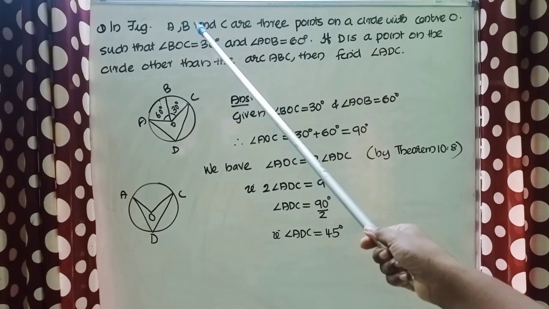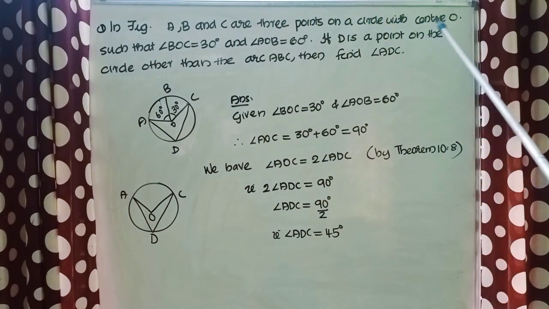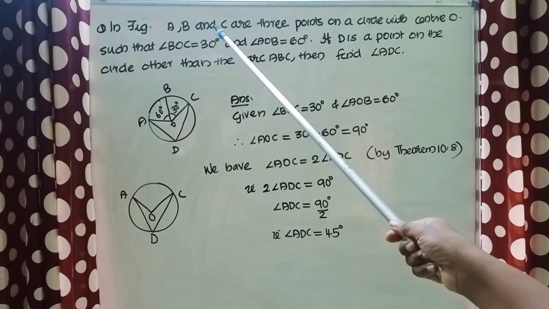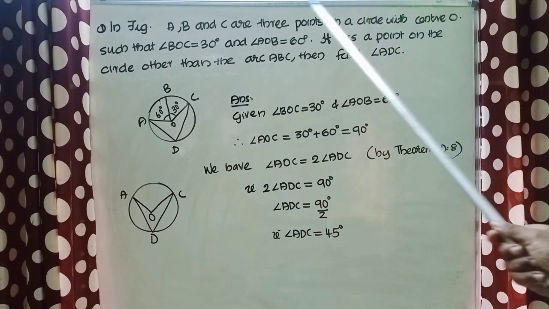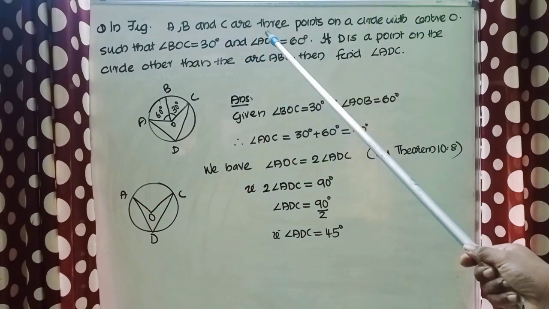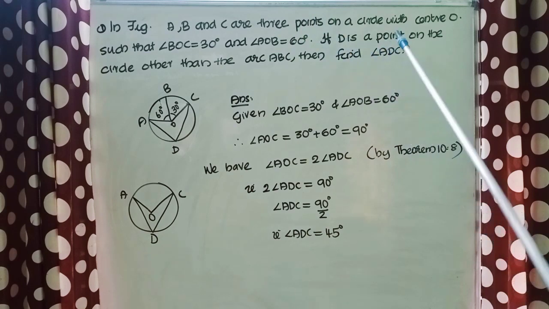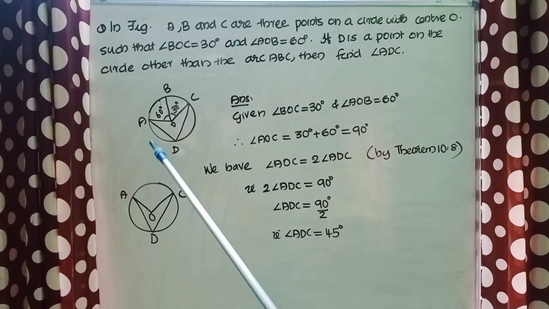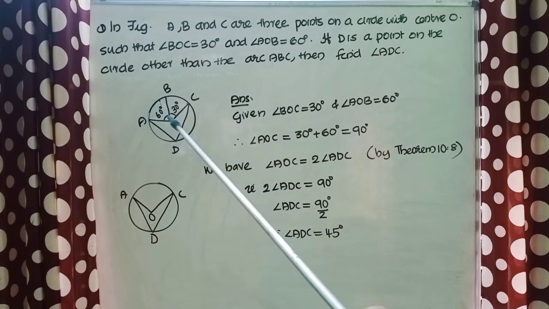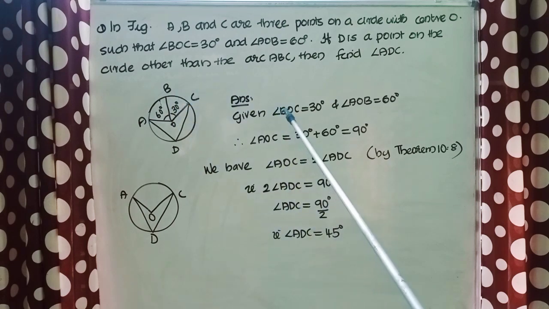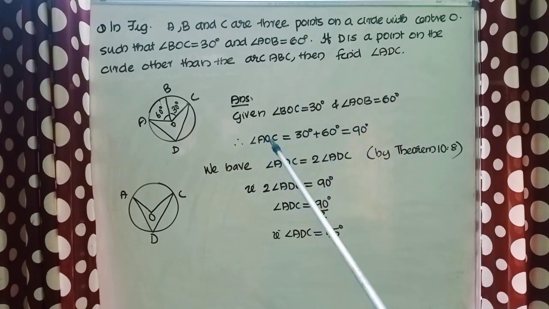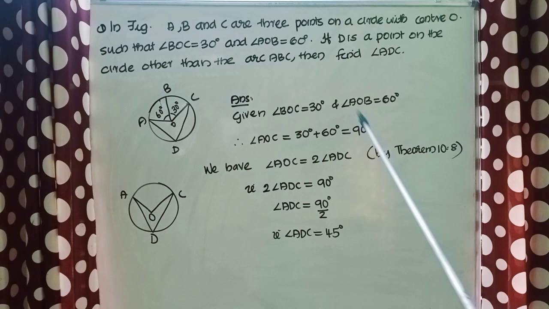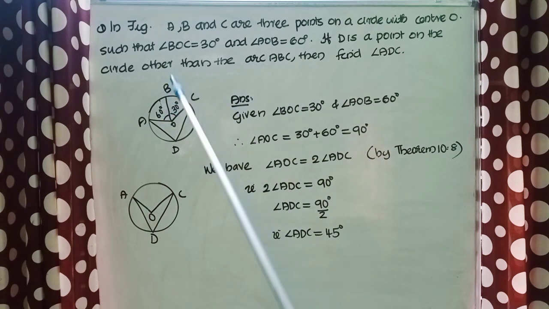In figure, A, B, C are 3 points on a circle with a center O such that angle BOC equal to 30 degree and angle AOB equal to 60 degree. If D is a point on the circle other than the arc ABC, then find angle ADC. So here is given the figure. You can see this angle AOC is the sum of angle AOB and angle BOC. It is given angle BOC equal to 30 degree and angle AOB equal to 60 degree. So we can write angle AOC equal to 30 degree plus 60 degree, that is equal to 90 degree. This angle AOC is 90 degree.